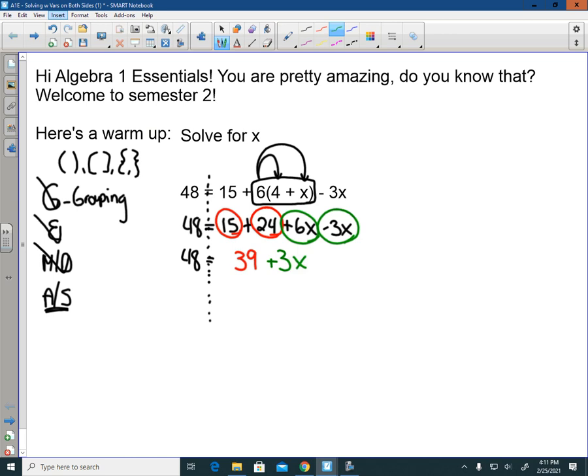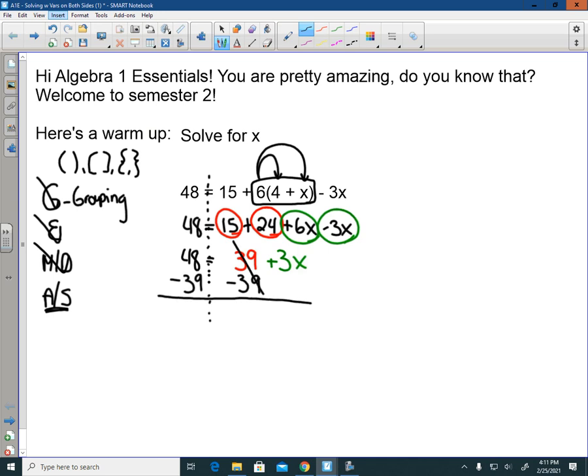And now it's time to create clever cancellations and do the same thing to both sides. So you're going to start on the side of the equation that has the variable, but you're going to get rid of the part of the equation that does not have the variable. In other words, you're going to subtract 39, and you're going to make sure to do it to both sides. That is going to create this cancellation right here.